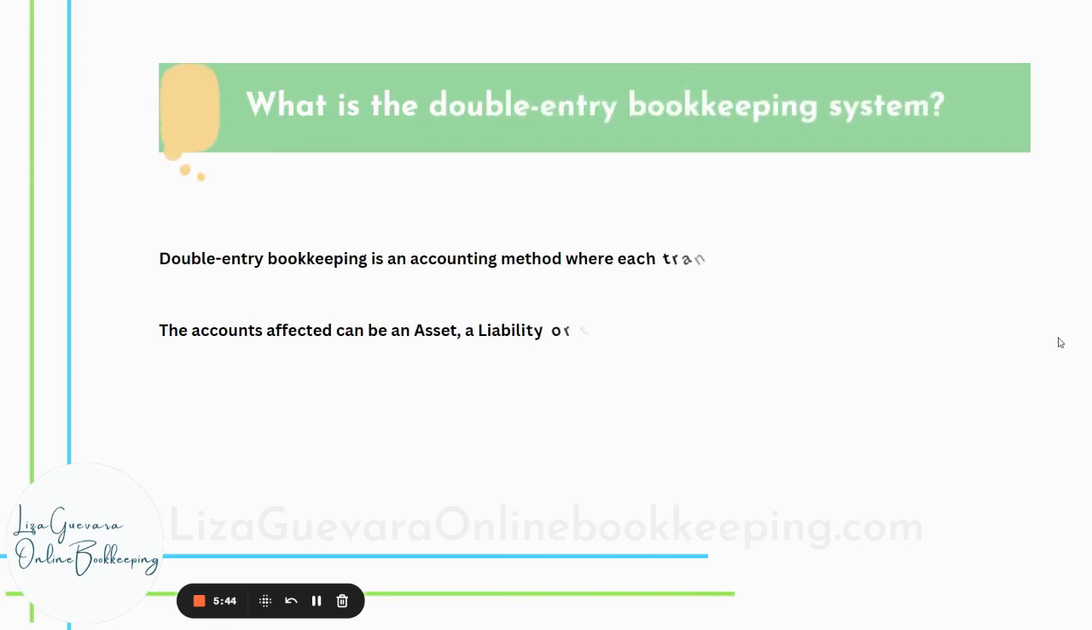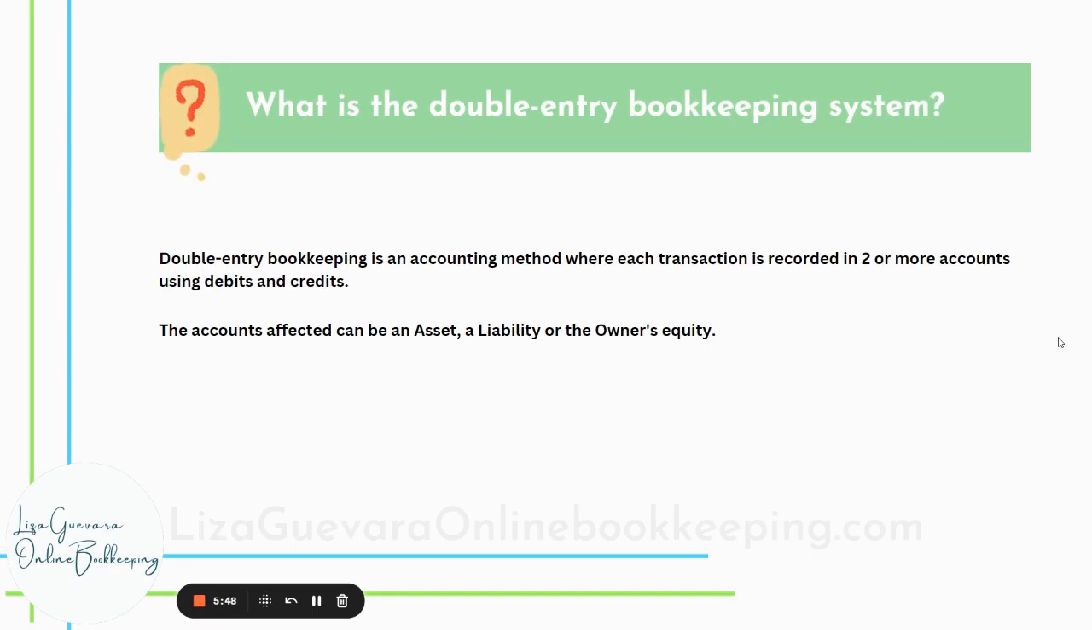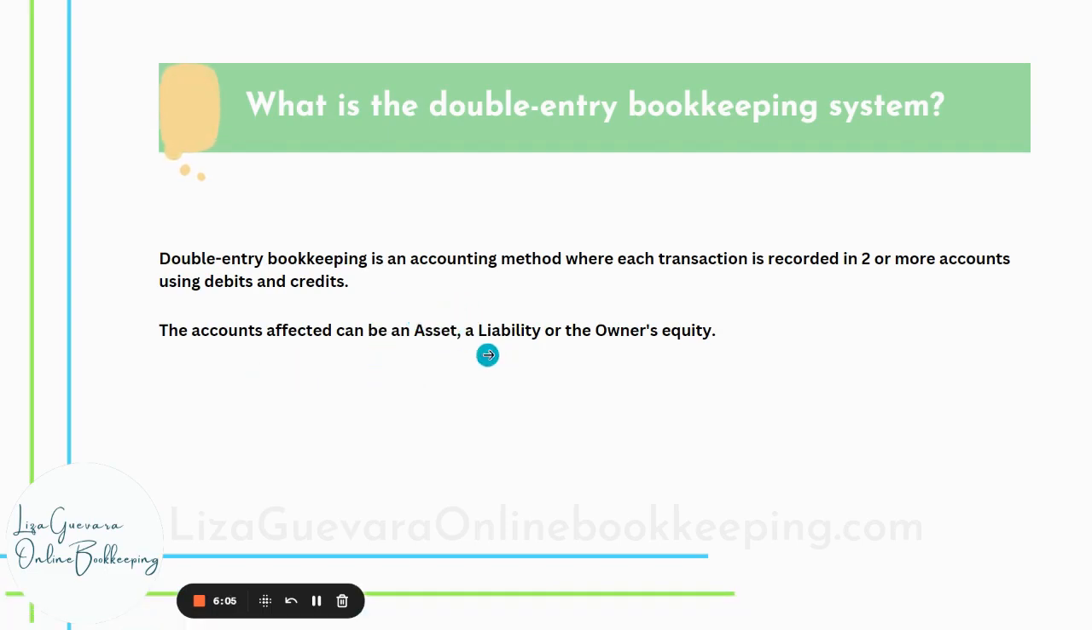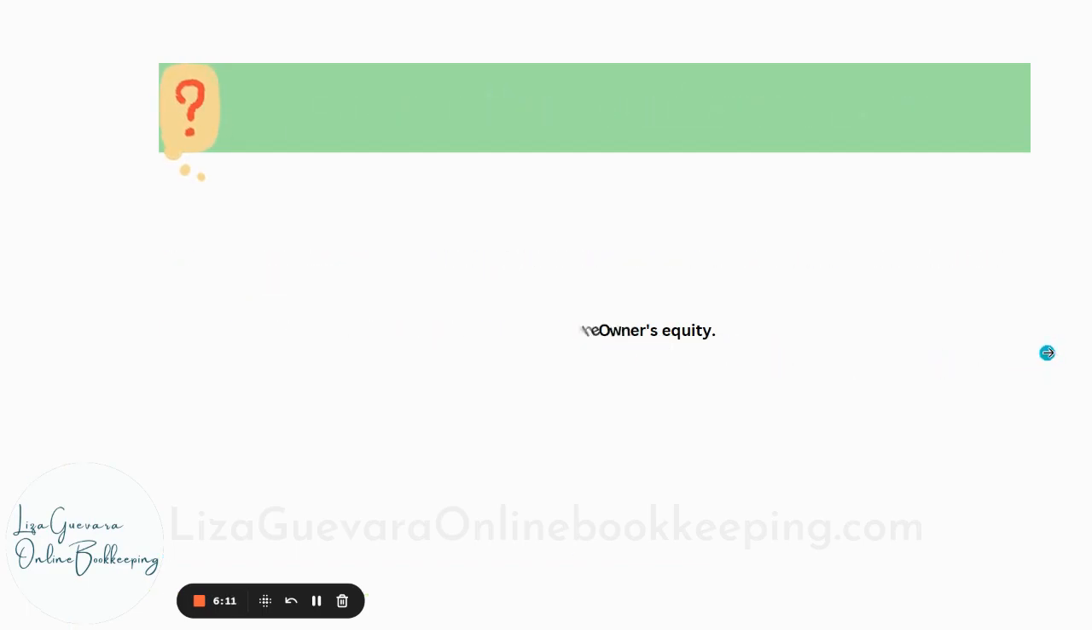So next we are going to know what the double entry bookkeeping system is. This is an accounting method where each transaction is recorded in two or more accounts using debits and credits. So the accounts affected can be an asset, a liability, or a capital account or owner's equity account.